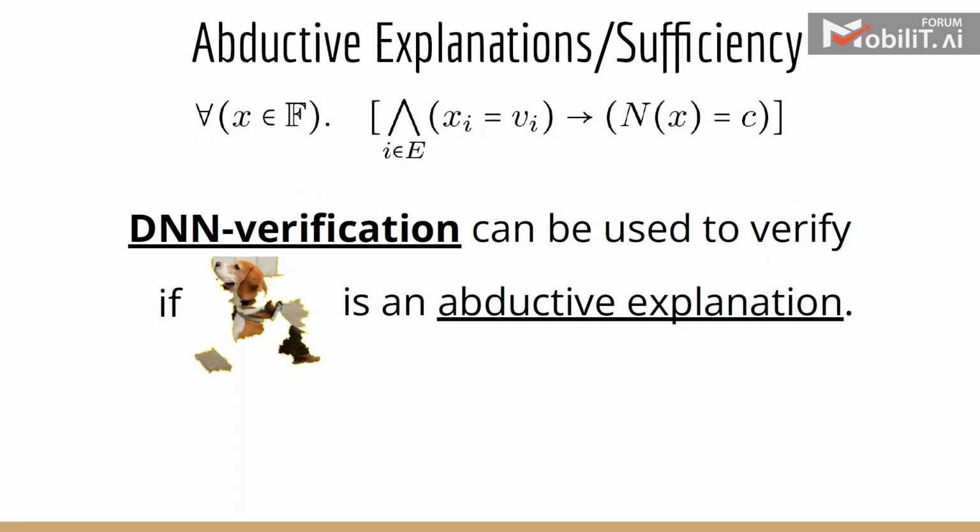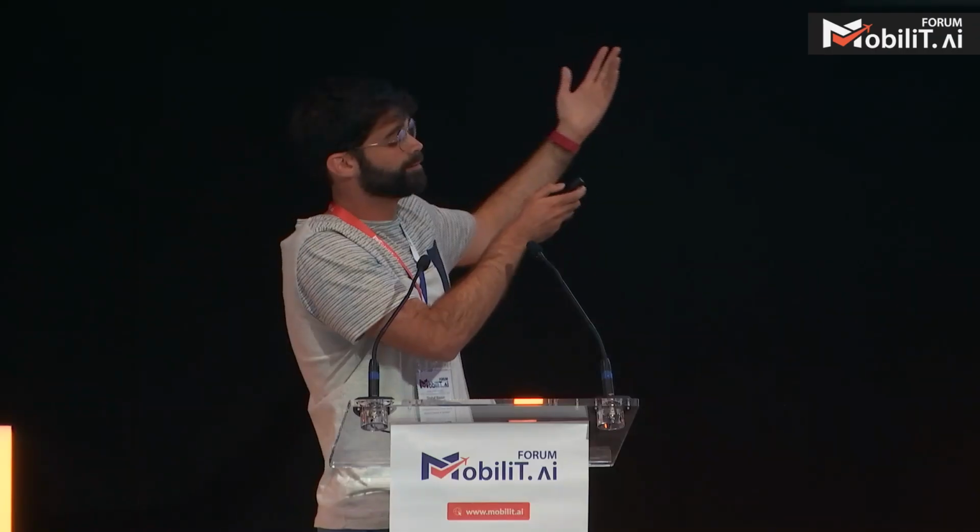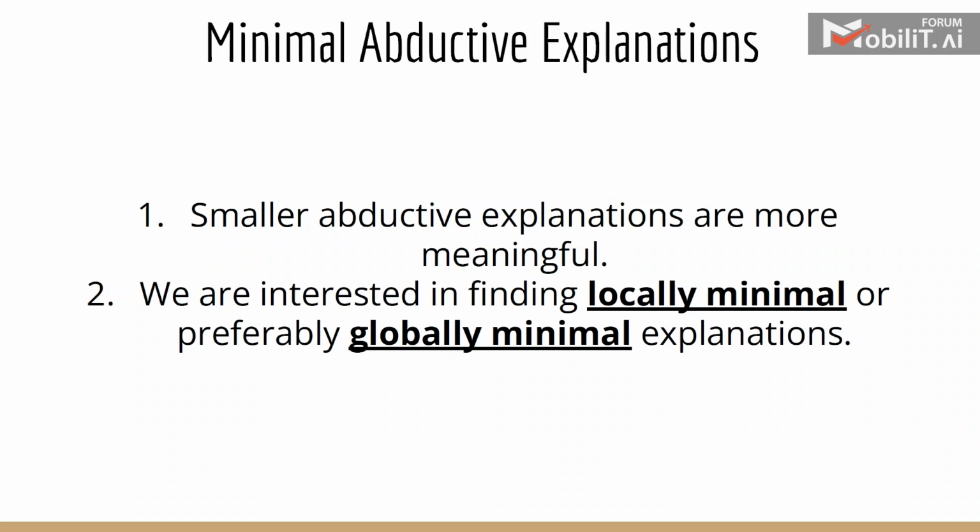What we do is we fix these features to their values. We let the complementary features take on any possible value, and we ask the DNN verifier whether the classification has to stay the same. This can be done with a pretty trivial encoding for a DNN verifier. Of course, there can exist many different abductive explanations, and we want to find small abductive explanations. The smaller the set, the more meaningful the explanation is, because it contains fewer features. Specifically, I'll talk about how we can find locally minimal or preferably even globally minimal explanations. Of course, the smaller the explanation, the better, so we would want to find globally minimal explanations.